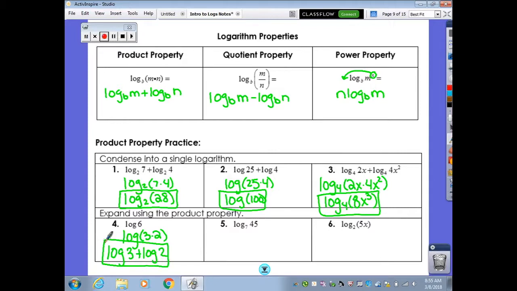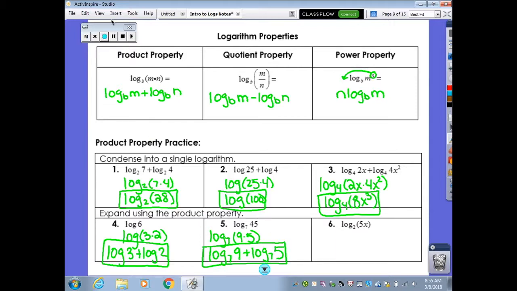The next one, we know 9 times 5 equals 45, so we can expand this, make this log base 7 of 9 times 5. You can choose any numbers that go into 45, as long as they multiply to get 45. And now we can expand this to be log base 7 of 9 plus log base 7 of 5. And this would be our final answer.